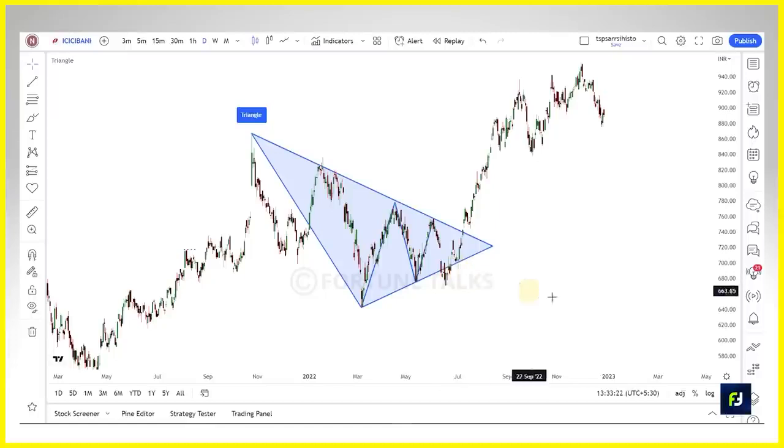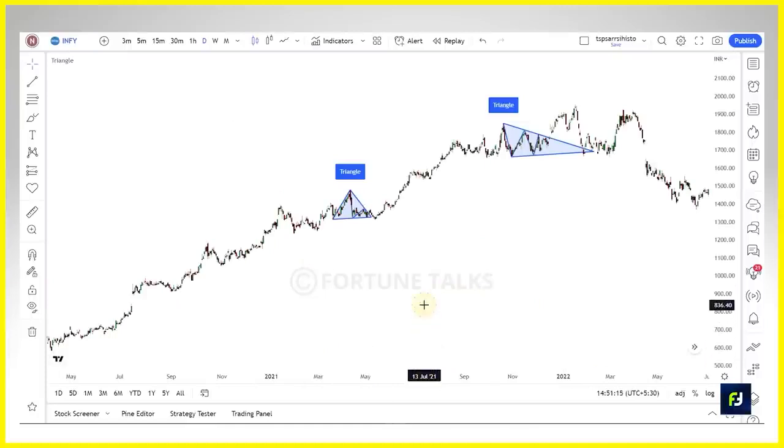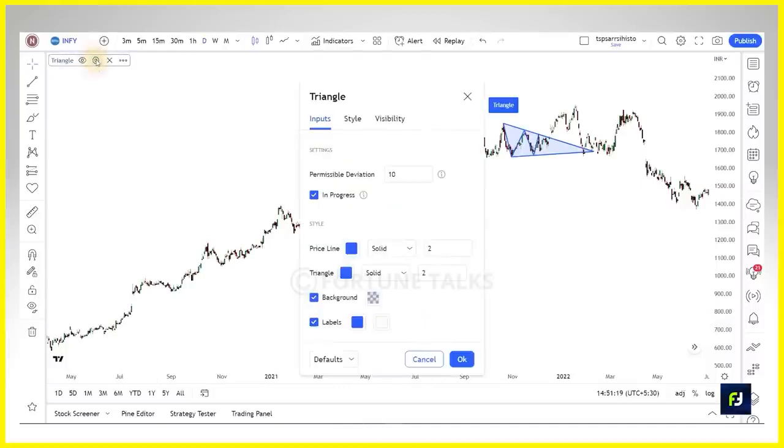Even though the indicator plots the patterns automatically, you are the one who is ultimately in control. So in order to change the parameters, just go to the settings of the indicator and click on it. Now a pop-up appears which gives a parameter called permissible deviation, and by default it is set to 10. And if you want to know what this is, just place the cursor over the eye symbol just to the right of the parameter. Now this particular parameter is used to determine how accurate the pattern formed should be.